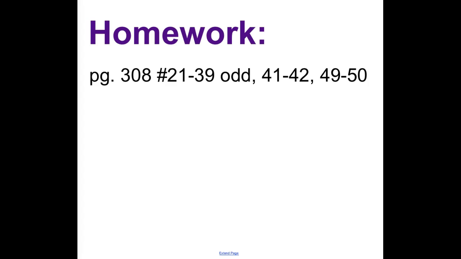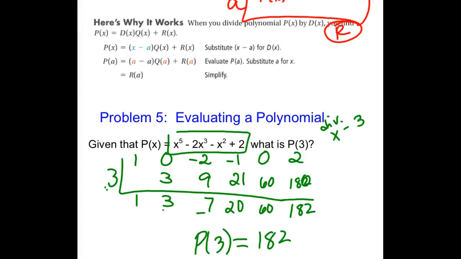Homework, page 308. You're doing 21 to 39 odd, 41 and 42, 49 and 50. I would recommend looking at question 42. There were a lot of questions about that earlier today. Also, we've been talking about putting zeros in for missing terms. What if your constant is missing? You still have to put a 0 there. Okay? Otherwise, you're ending one row or one column too fast.